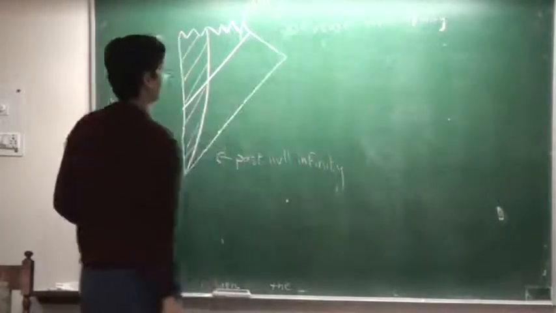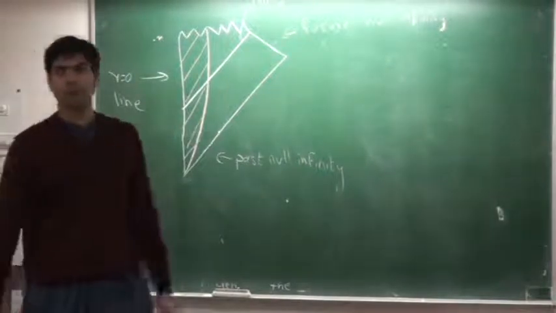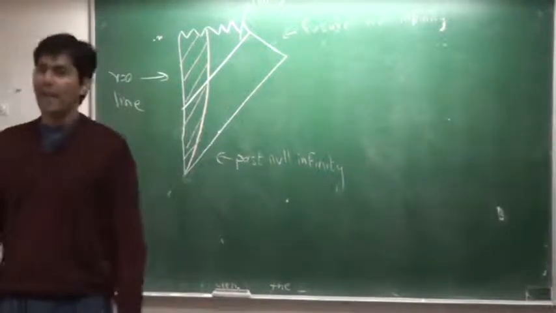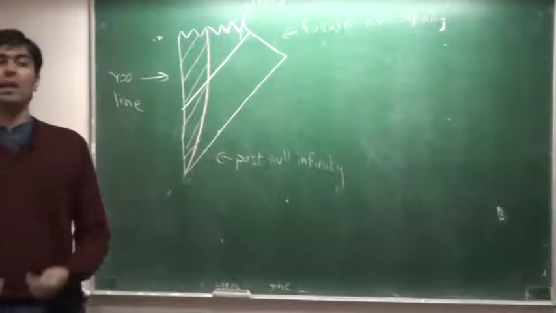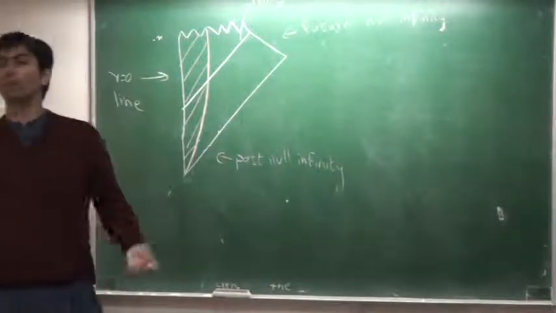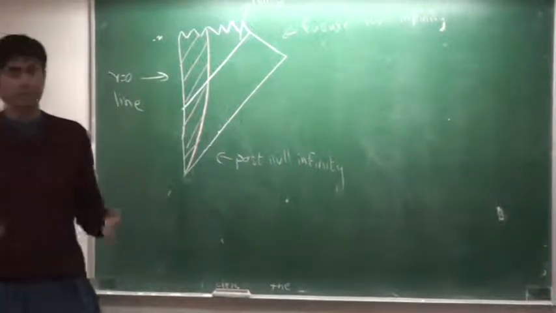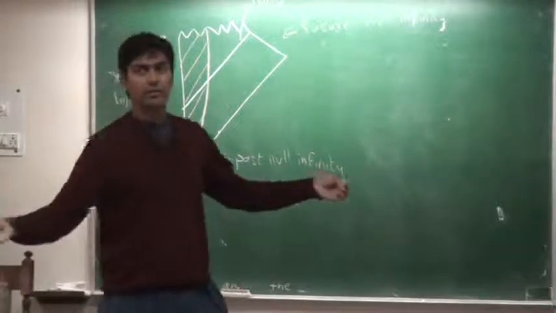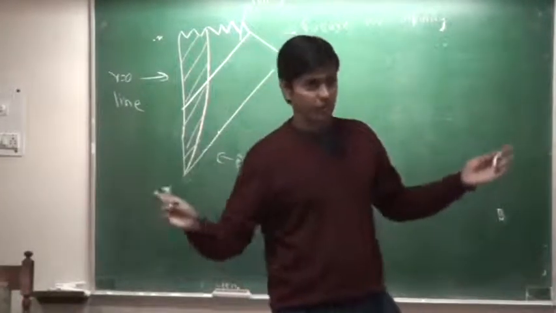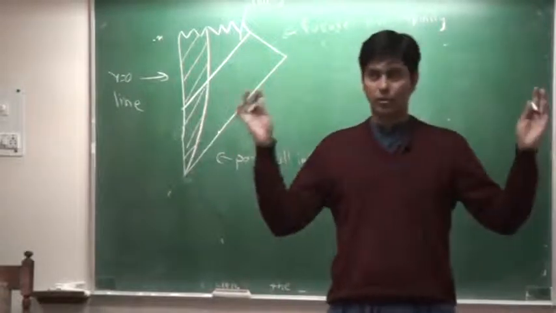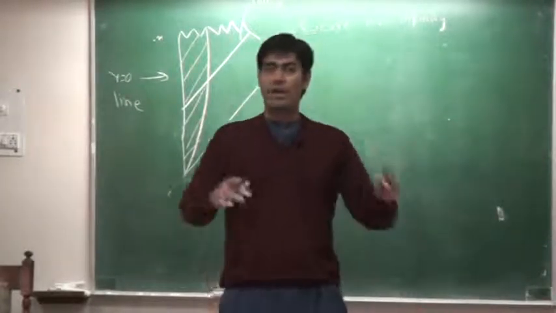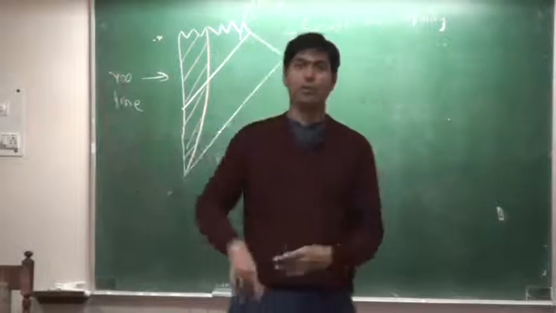Start off in a situation where there's no particles coming from past null infinity, and you end up in a situation where there are particles going out to future null infinity. Okay, so that's what it means. What it says is that there are no particles that were coming in the far past from infinity. So it was not like you had a lot of radiation that was coming in the past that is now streaming out to the future.